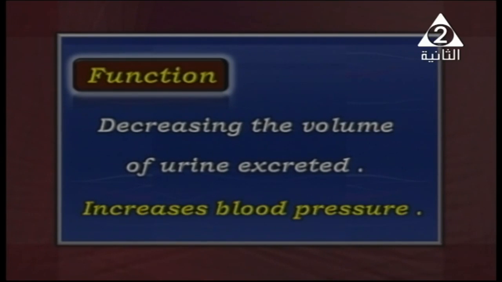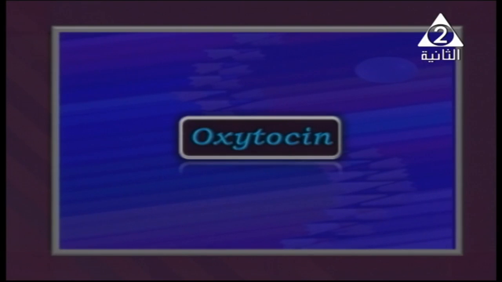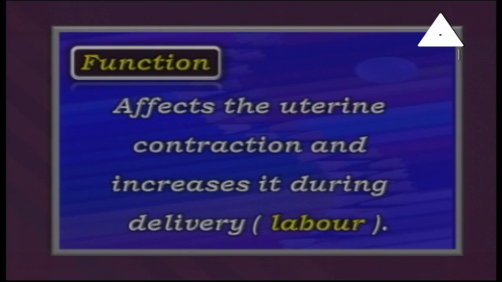What about the other hormone, which is called oxytocin? So the neurohypophysis, or posterior lobe, secretes two hormones, ADH, antidiuretic hormone, and oxytocin. Oxytocin has an important function because it affects the uterine contraction and increases it during delivery or during labor. I mean, the process of delivering a baby. It increases the contraction and relaxation of the uterus of the mother to deliver the baby.